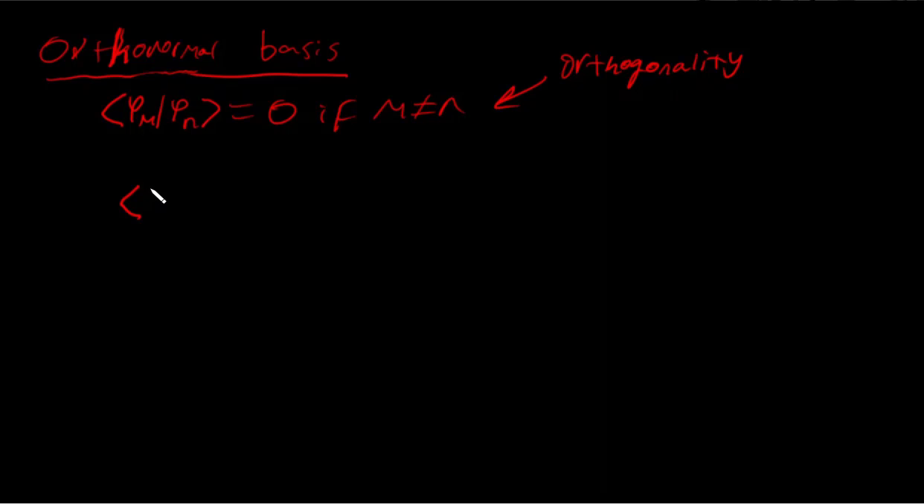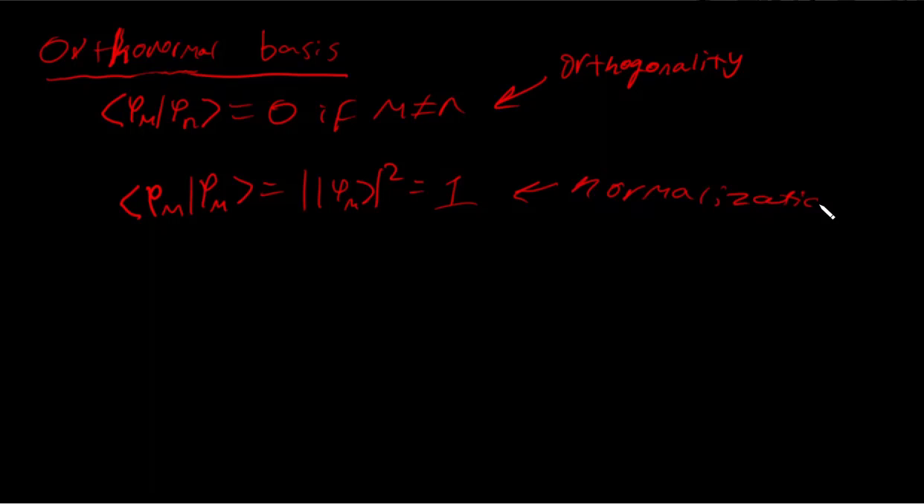Now, if I have phi m inner product with phi m, this is the norm of phi m squared, which, if this is a basis, a unit vector, has got to be 1, right? And so this is called normalization. And so orthonormal means orthogonal and normalized. Orthonormal is just a combination of these two.